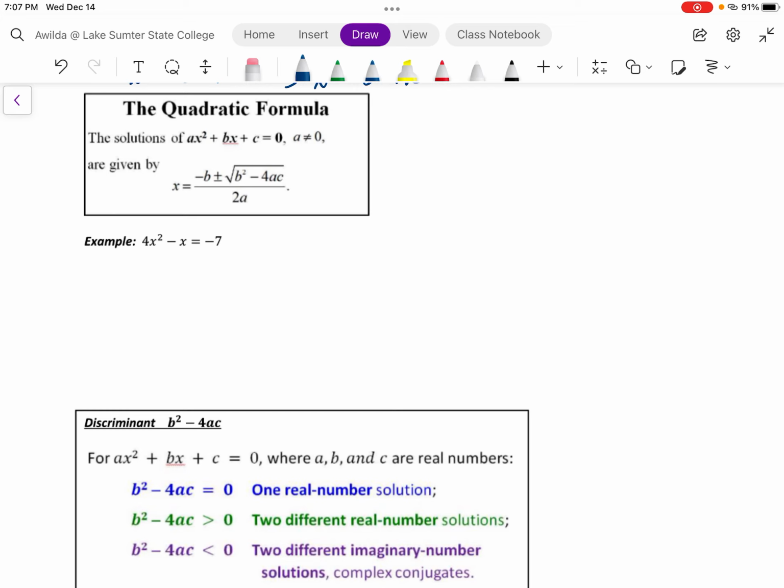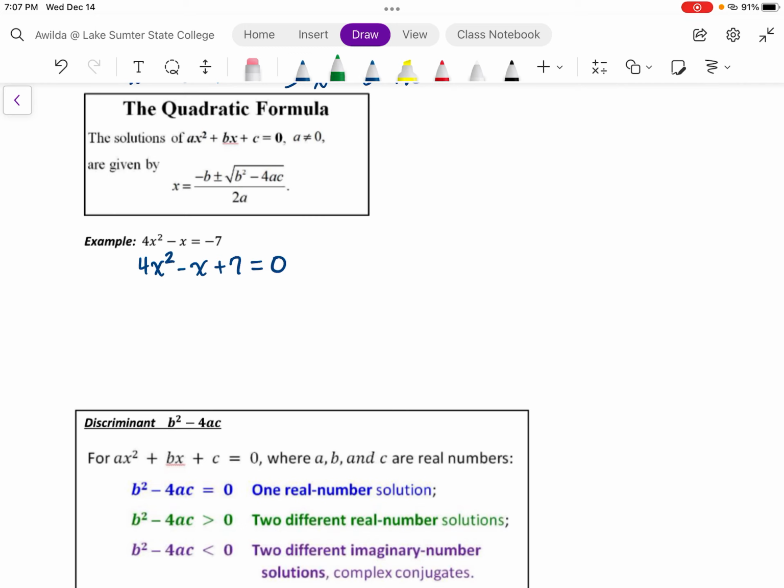We do need to have the quadratic equation written in standard form. So we see here in the example, we have 4x squared minus x is equal to negative 7. We want to make sure that the right-hand side is set equal to 0. So the first thing we're going to do is rewrite this as 4x squared minus x plus 7 equals 0.